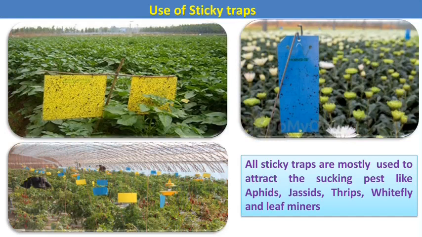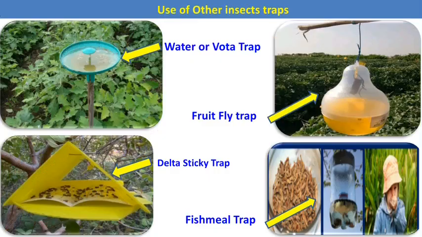These sticky cards are mostly used against different sucking pests like aphid, jassid, thrips, whitefly, mealybugs, scale insect and leaf miners. And the blue sticky trap is mostly used against thrips. Then these are some of the other traps we can use. The water trap. It is one of the pheromone traps we can use against brinjal fruit and shoot borer in case of brinjal.